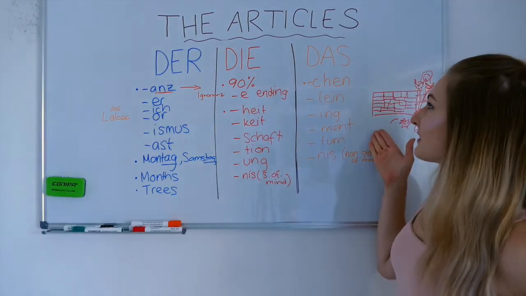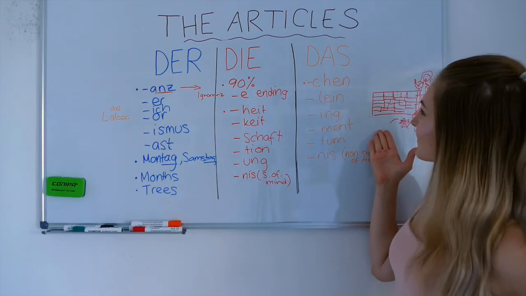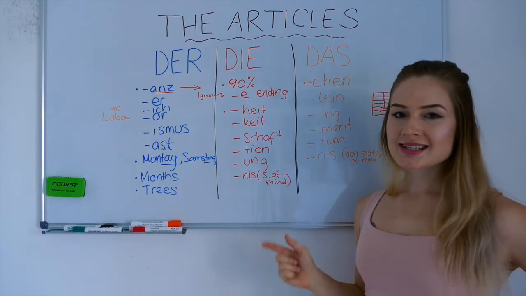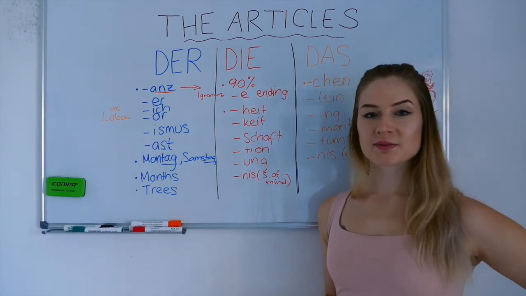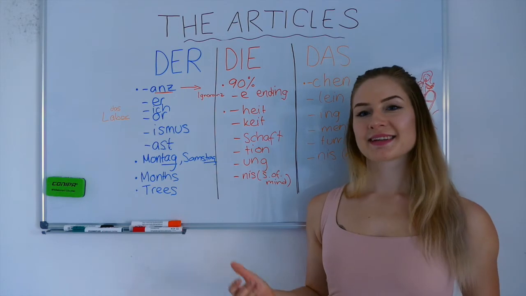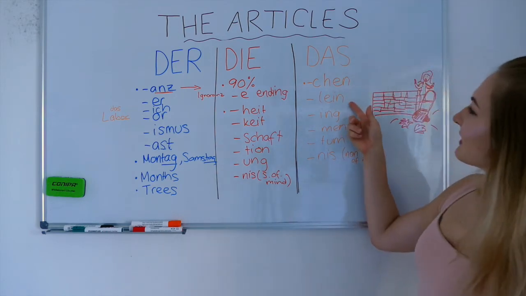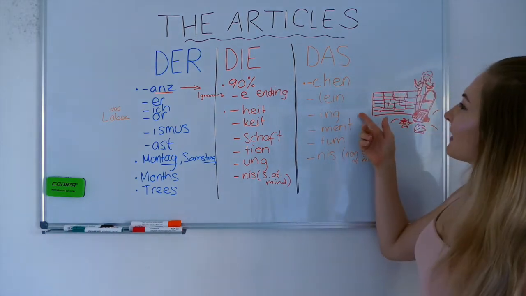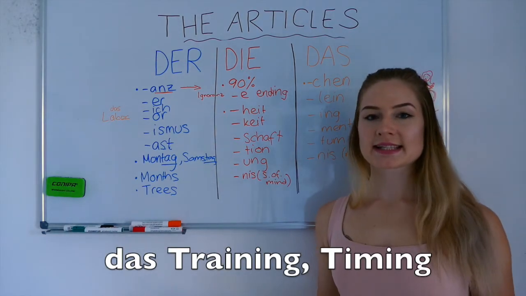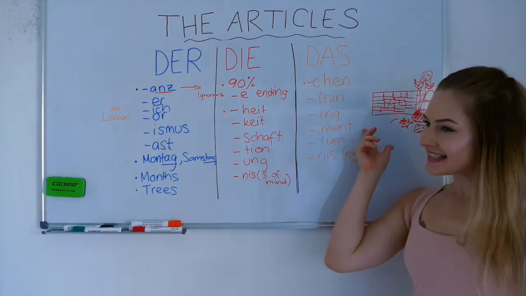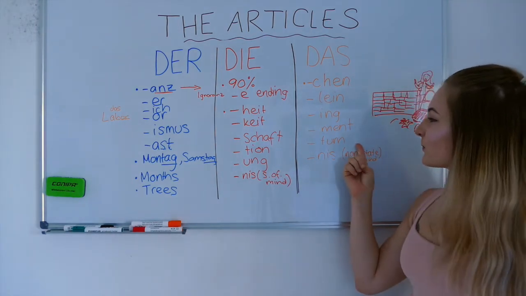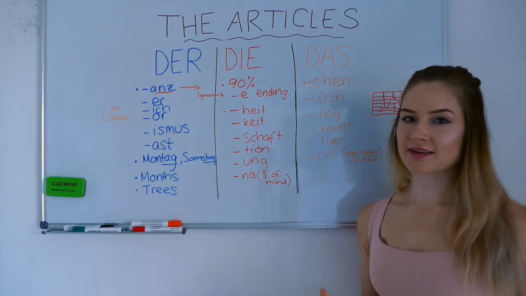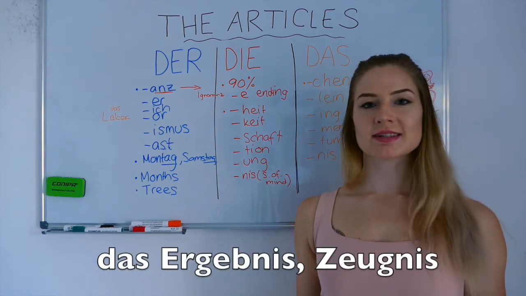And our final category is the neuter, so das. So words ending in chen, like das Mädchen, which is the exception we talked about before, that the German word for the girl is neuter. Then lein, Fräulein, which no one really ever uses. Ing, so these are borrowed words like das Training, das Timing. Ment, das Fundament. Tum, das Eigentum. And then words ending in nis that don't express a state of mind. So words like das Ergebnis and das Zeugnis.